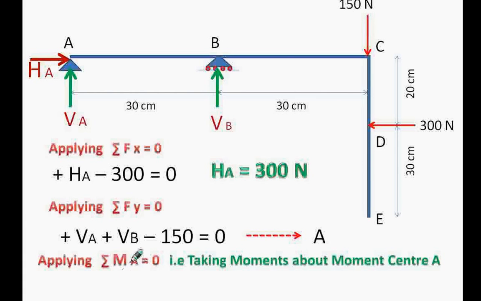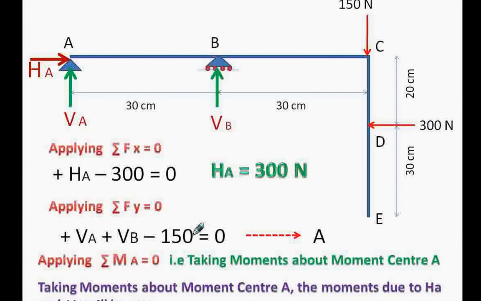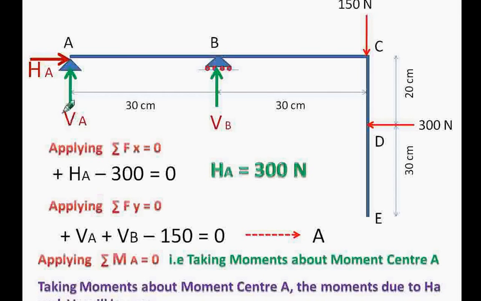Here in place of C, the moment center is A. So taking moments about A, the moments due to HA and VA will be 0. If I take moment about this point A, HA is passing through A, and VA is also passing through A. So the moment due to HA and VA will not be there.